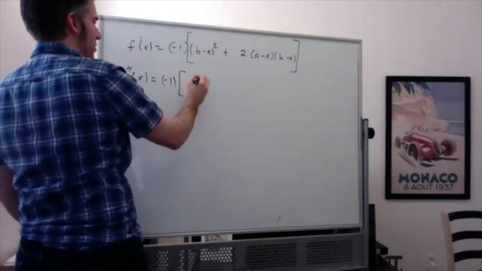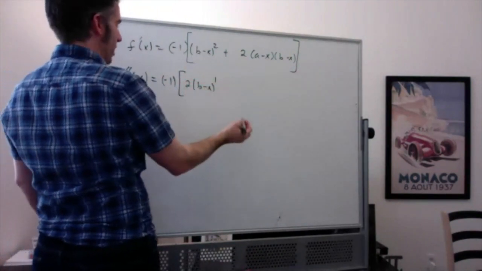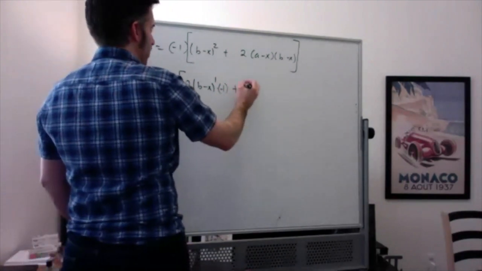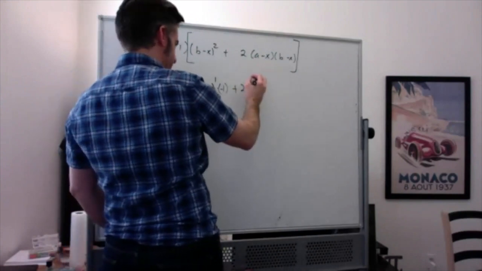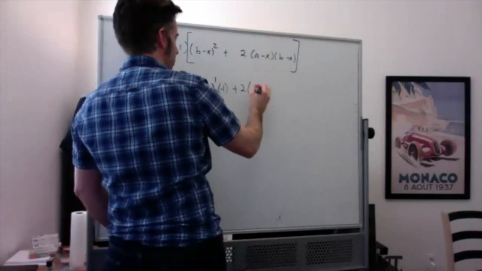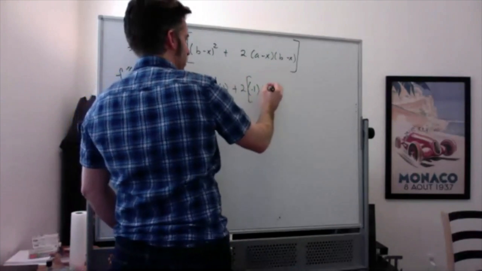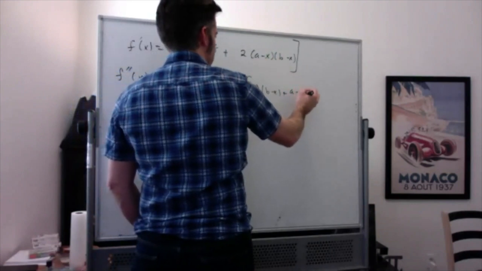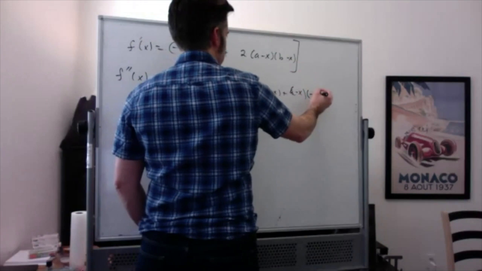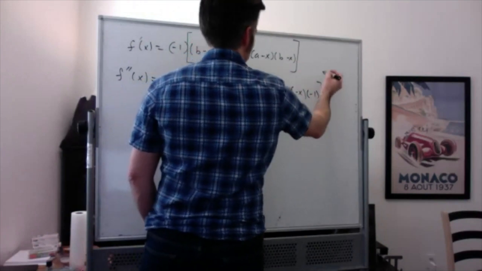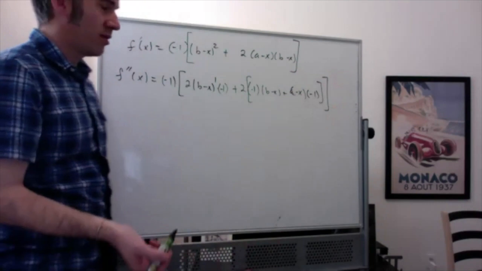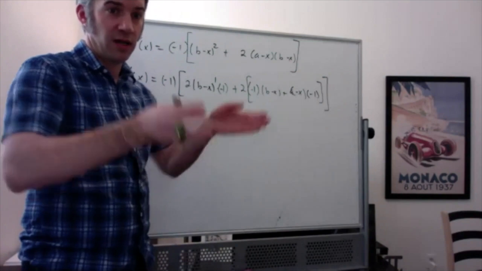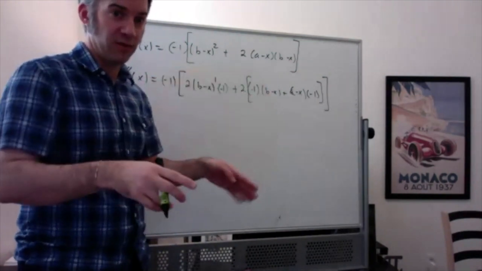So the derivative of this is 2 times (b minus x) to the first times -1, plus 2 times the derivative of this, if you use the product rule, derivative of that is -1 times that, plus this times the derivative of that. Okay. And now we're going to try using the second derivative test, where you just plug in the point, and if it's positive, it's concave up, which means you have a minimum, and if it's negative, it's concave down, which means you have a maximum.